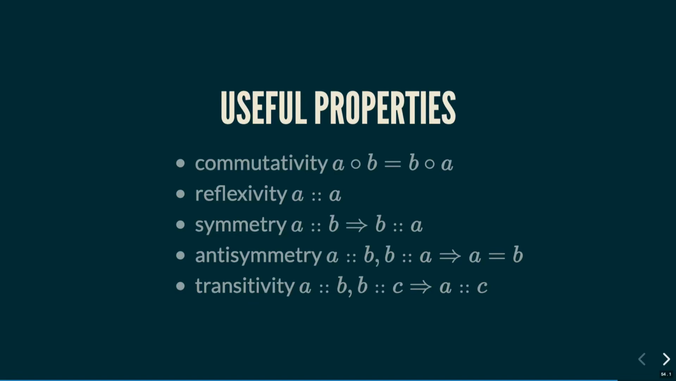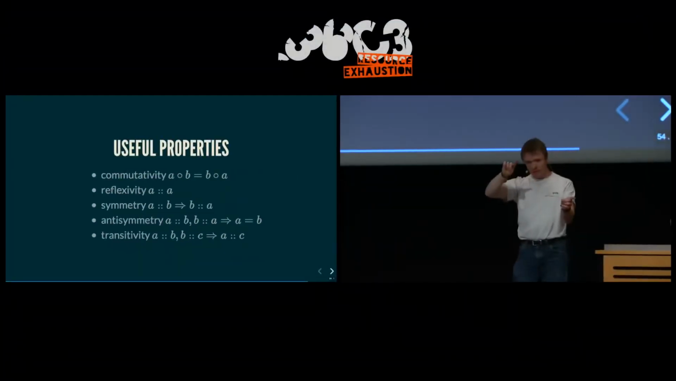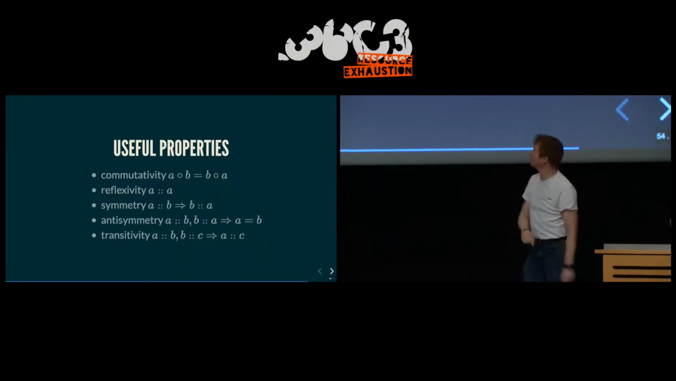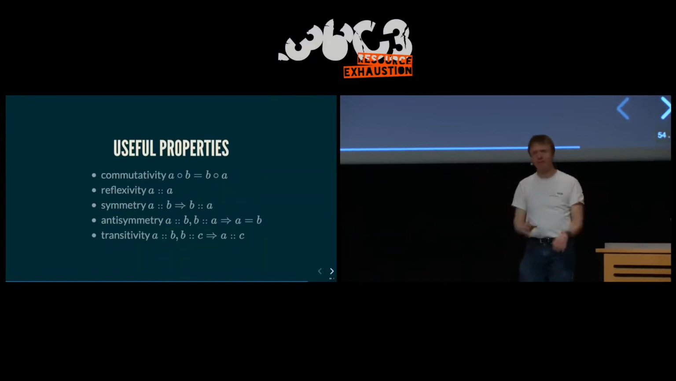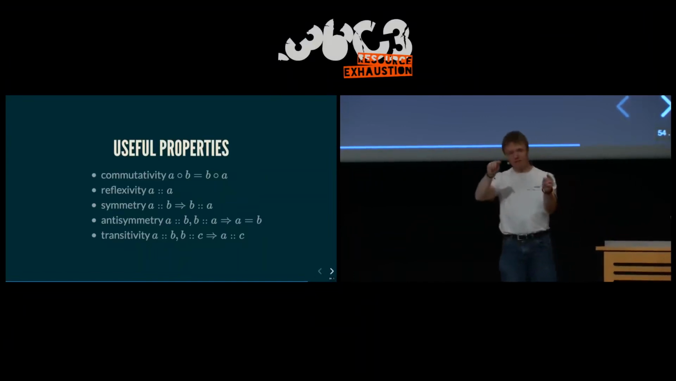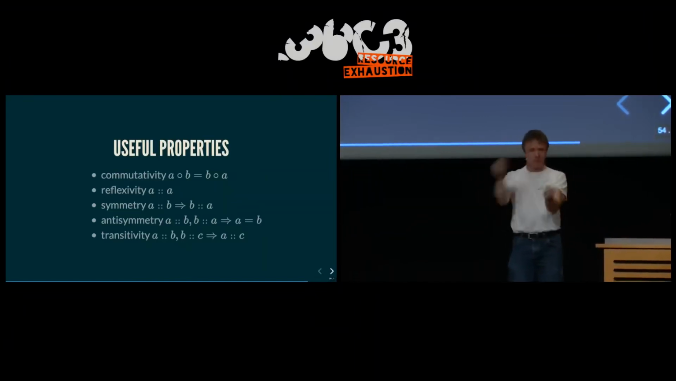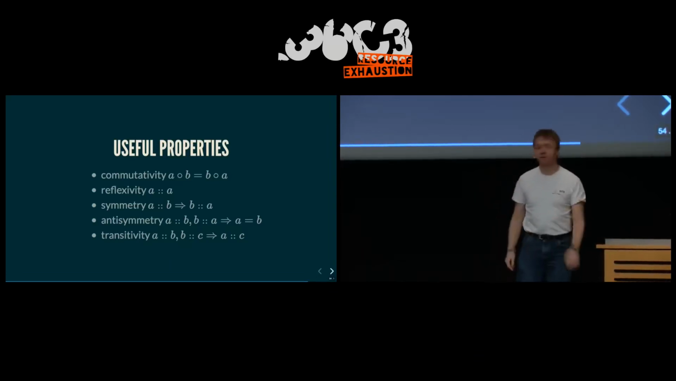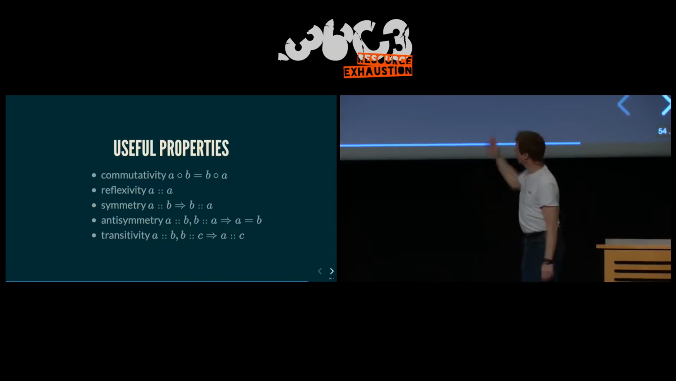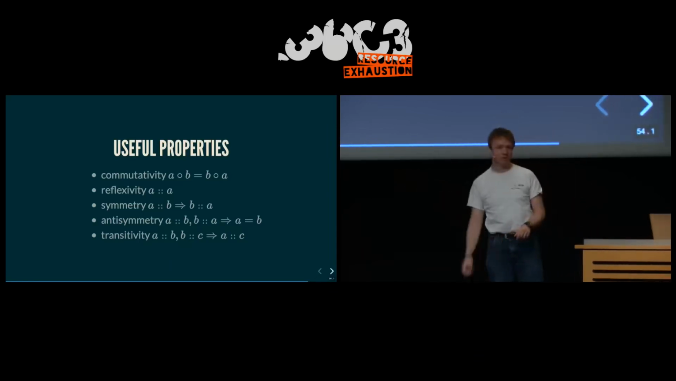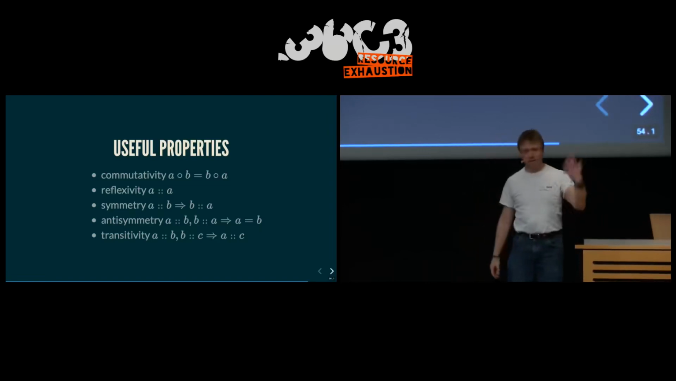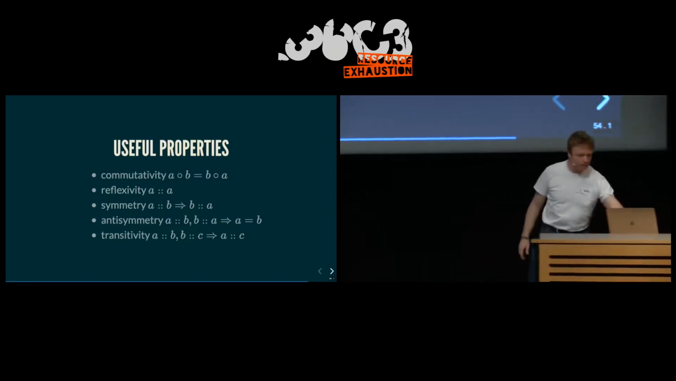Reflexivity says that A is always related to A. Symmetry says if A and B are related one way, they need to be related the other way too. Antisymmetry intuitively would seem kind of the opposite, but that doesn't make sense. It just says if two things are related in both ways around, then they must be the same. So, for example, orders like less or equal are antisymmetrical. And transitivity just says that you can form chains of your relation. So those are a little dictionary of useful properties that you can look for.